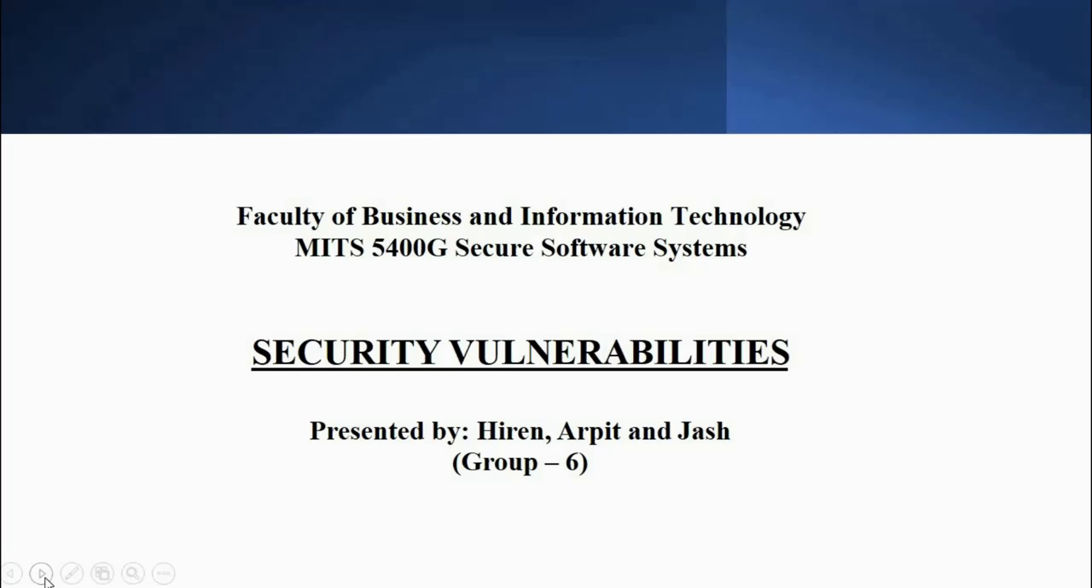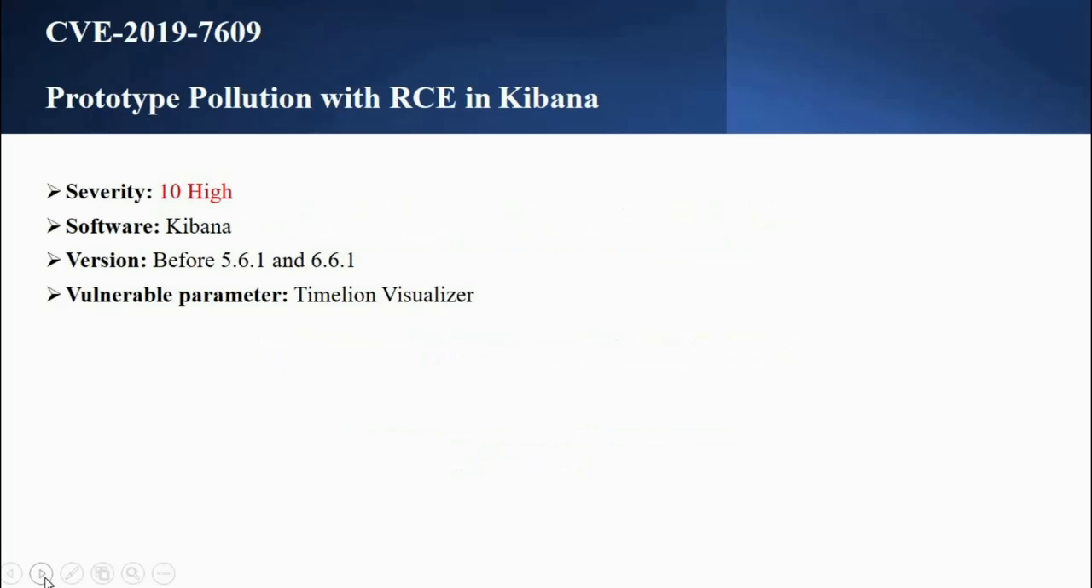Today we are gonna present our research on three different security vulnerabilities. Our first vulnerability is prototype pollution with remote code execution in a software called Kibana. Kibana is an Elasticsearch engine which runs combined with Elasticsearch and it pulls data from Elasticsearch and shows it in a visualization dashboard of Kibana.